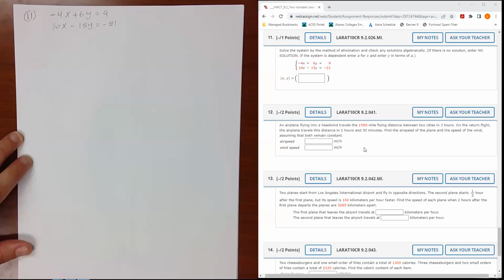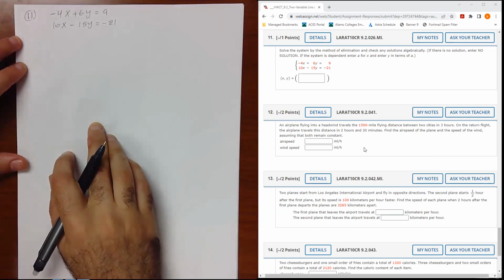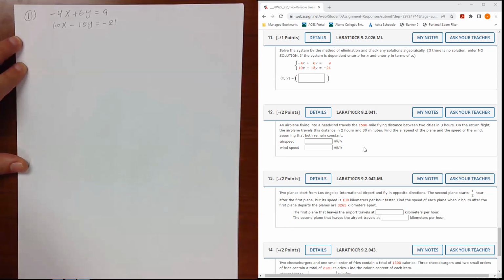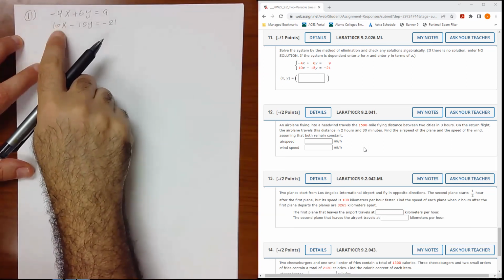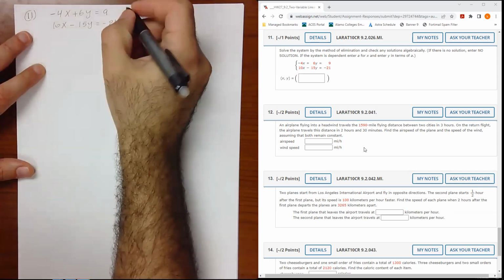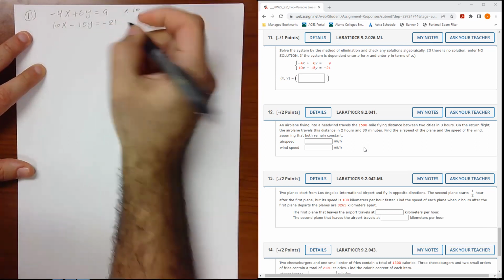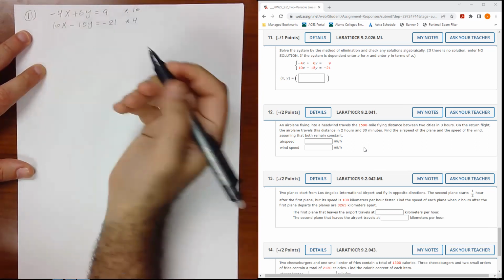So for example 11, we have -4x plus 6y equal 9 and 10x minus 15y equal -21. So I'm going to focus on canceling the x. I'm going to multiply the first one by 10 to get 40. I'll multiply the second one by 4 to get 40 here.